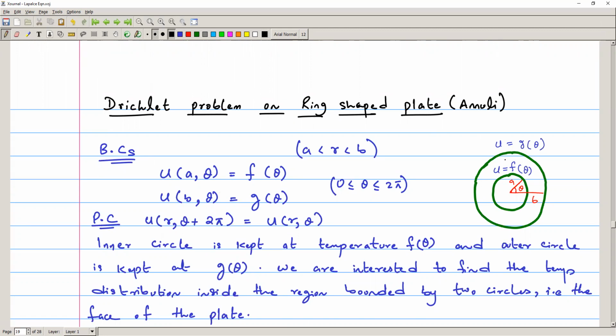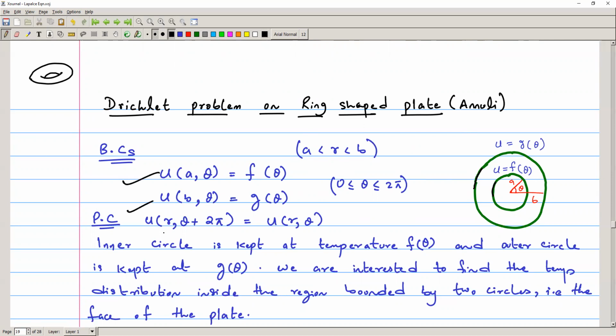So here we have annuli, that is, if we cut a torus, right? If we cut a torus, we get this particular annuli. So this type of shape has two circular boundaries. One is this circle, and second is this circle, right? So we have two boundaries here, so we will have two boundary conditions.